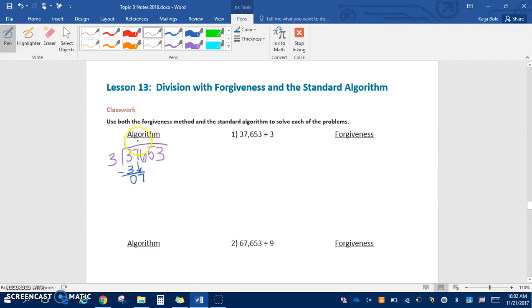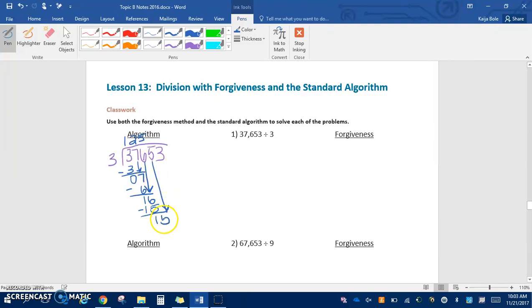Now we're asking how many groups of 3 go into 7, and we know that's 2. So now we're going to subtract 6. When we subtract, we are left with 1. We bring down the next number, which is 6. And now we're asking how many groups of 3 go into 16, and we know 5 whole groups go in. 5 times 3 is 15, so we are subtracting 15, and we get 1.